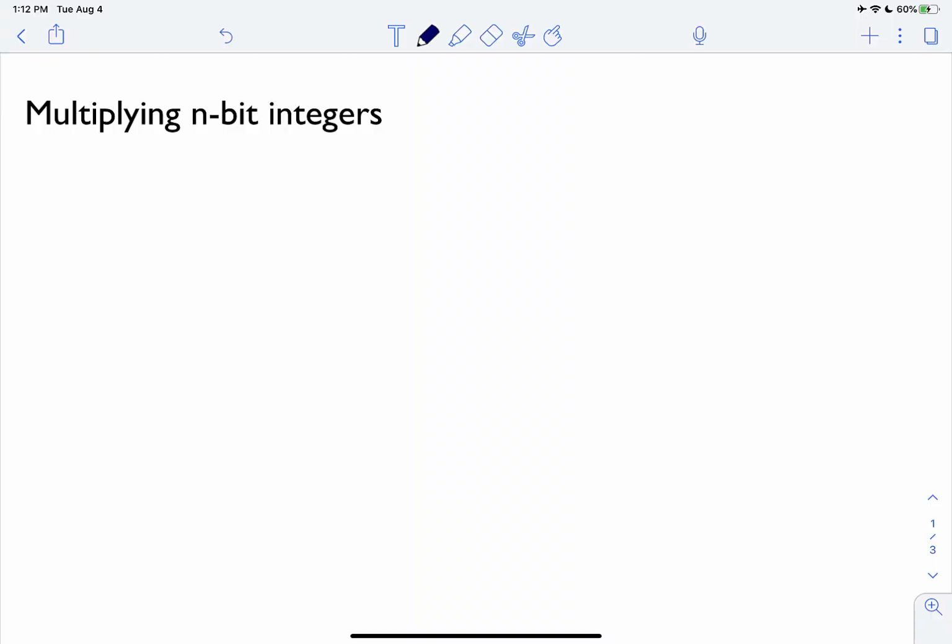We're going to try a divide and conquer strategy. That'll get us another O of n squared algorithm, but if you're a little bit smarter and a little trickier, you can actually get something that's even faster, that's closer to n to the 1.5. Let's talk about that. Now we're going to consider how to multiply two n-bit integers.